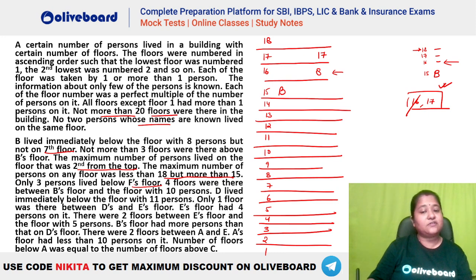So we should have only 3 persons below F. Now let's understand where we should place F. Let's say we place F on floor number 2. So you will have only one floor below him, that is floor number 1.